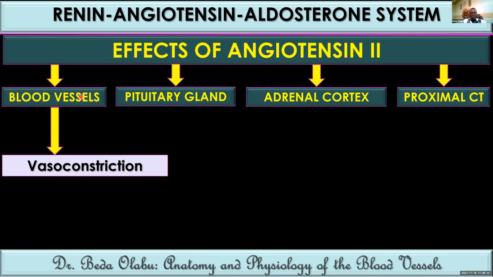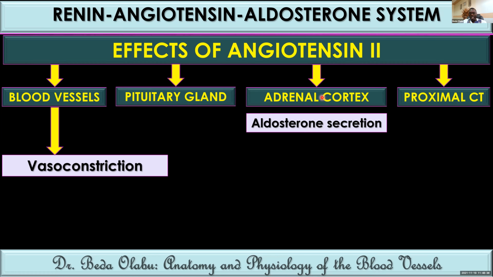When angiotensin 2 acts on blood vessels, it causes the blood vessels to vasoconstrict. So that's the physiological effect of angiotensin 2 on blood vessels. It is for that reason that we call it angiotensin, because it causes tension on blood vessels, vasoconstriction. On the adrenal cortex, angiotensin 2 acts on the outer zone of the adrenal cortex.